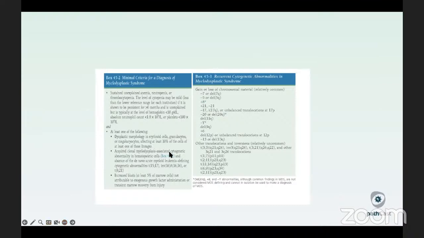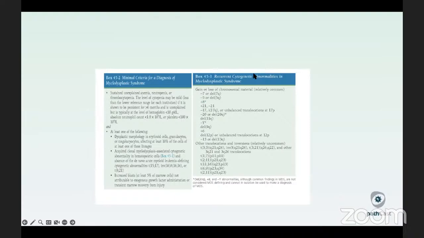Also, acquired clonal myelodysplastic related cytogenetic abnormality, which I will discuss right here on this table. Or increased blast, at least 5% in the bone marrow cells, without known cause like growth factor administration or something like this. That also can be one of the diagnostic criteria for MDS.